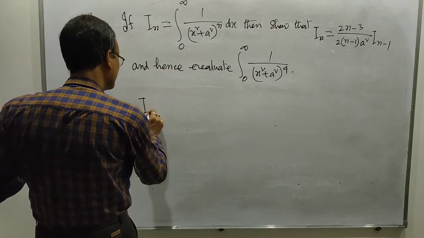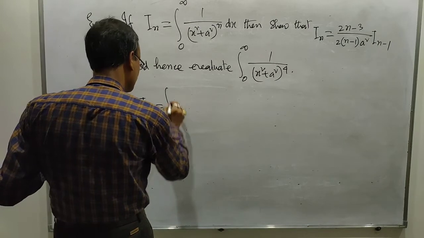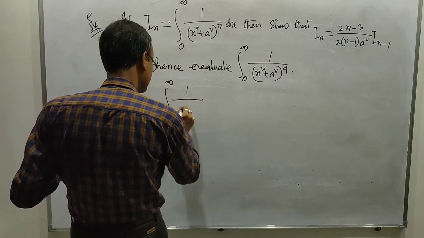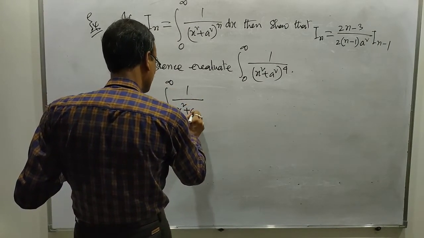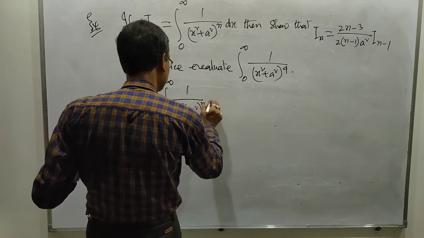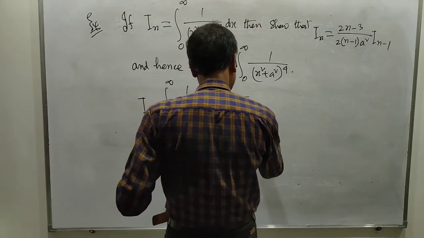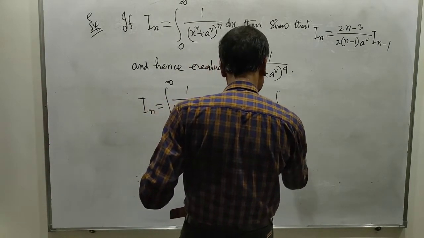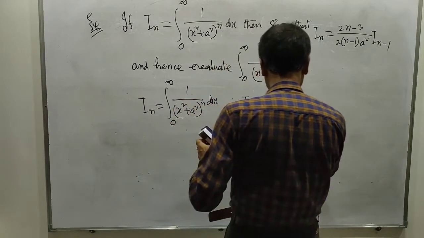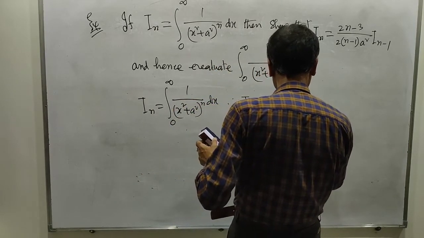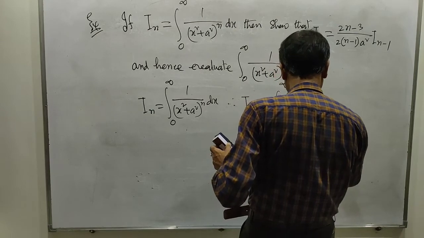I_n is equal to the integral from 0 to infinity of 1 by (x square plus a square) whole to the power n dx. Therefore, I_(n minus 1) will be equal to the integral from 0 to infinity of 1 by (x square plus a square) whole to the power n minus 1.